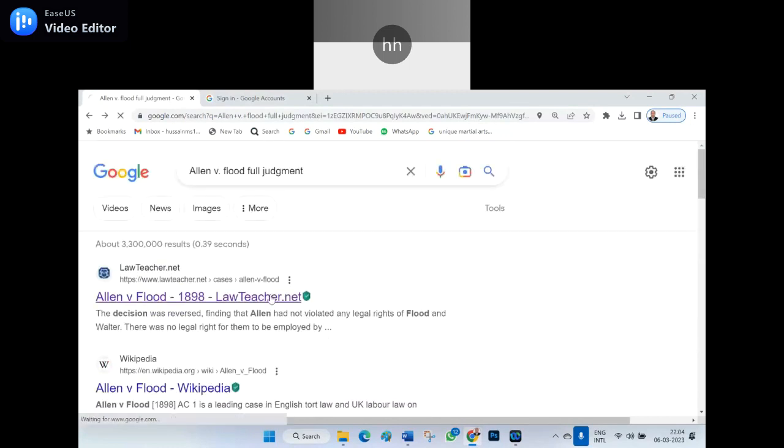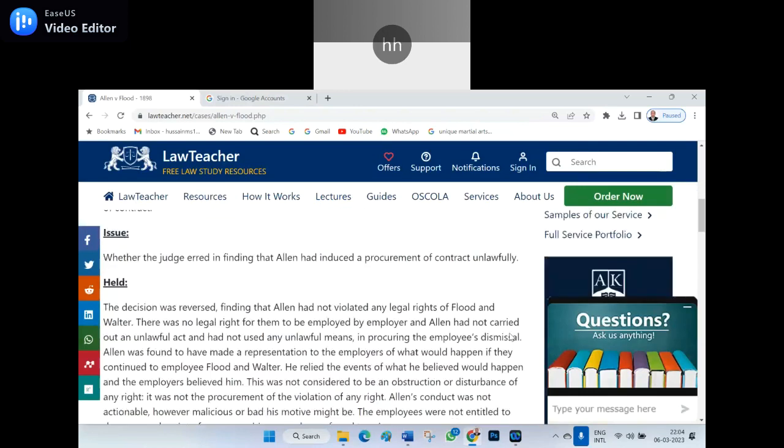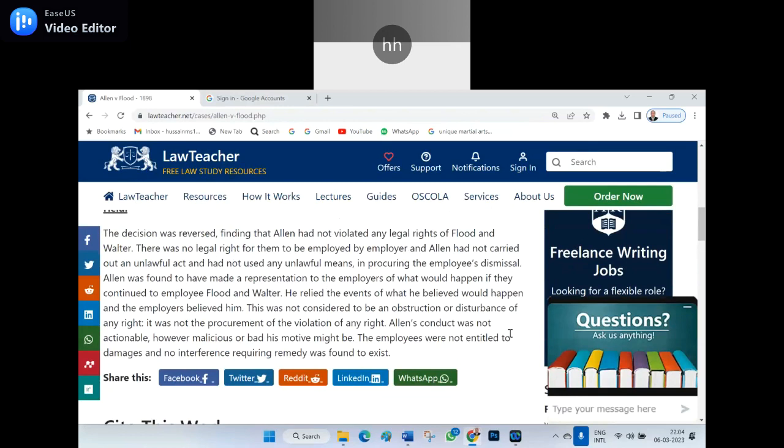Here the law teacher's net summary is there. In the summary, it is held that the decision was reversed, finding that Allen had not violated the legal right of the plaintiffs. Yes, you are right. There was no legal right for them to be enjoyed by the employer, and Allen had not carried out any unlawful act, had not used any unlawful means. Very good, because there is a justification in procuring the employer's dismissal. Allen was found to have made the representation to the employers of what would happen if they continued to employ the workers. He relied on the event that he believed could happen, and the employers believed him. It was not considered to be an obstruction or a disturbance of the right. It was not a procurement of the violation of any right.